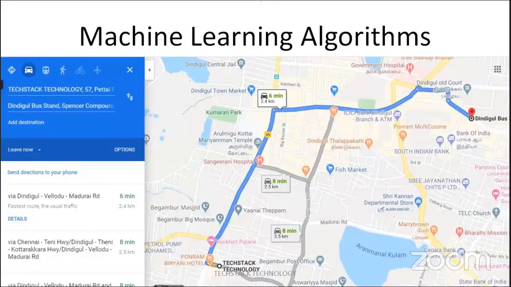Think about this. Suppose I want to find the destination, the place I want to reach, Tech Stack Technology, from Dindigul bus stand. Assume that from the Dindigul bus stand, I want to reach my center, Tech Stack Technology. So I am able to search for it in Google Map, right? I'm doing the same thing. I'm taking a screenshot here. Google Map tries to find the path to reach the particular destination from the source to the destination.